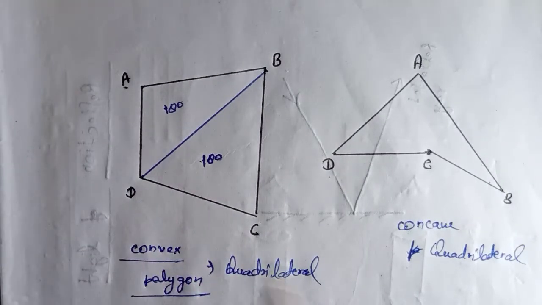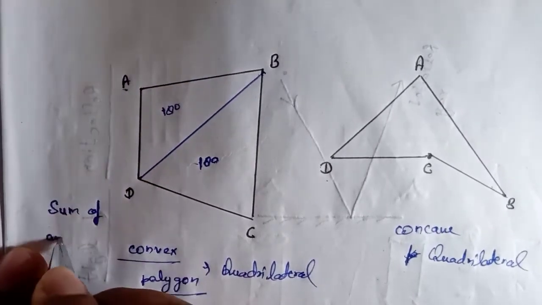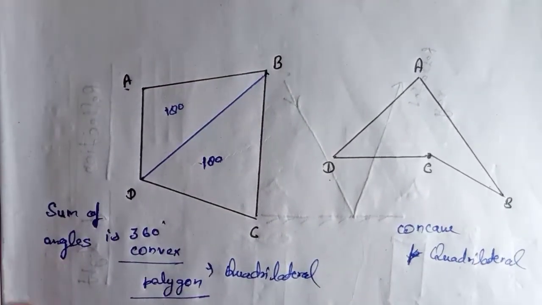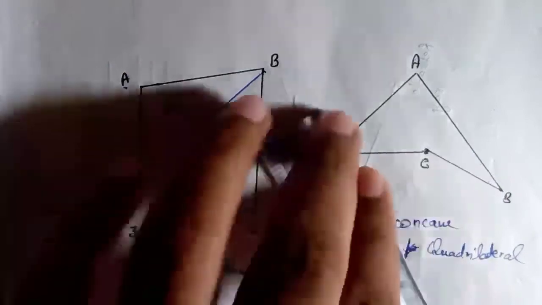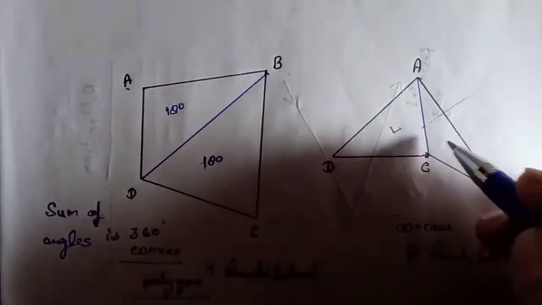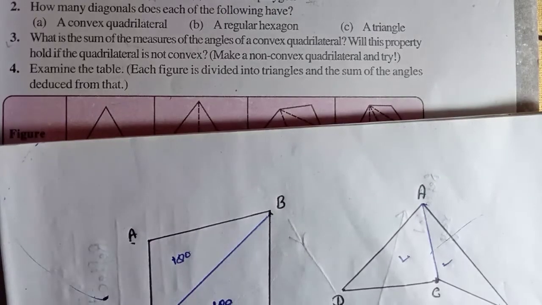So you can write in your copy, I'm just explaining this. Sum of interior angles of a convex quadrilateral is equal to 360 degrees. And if you come and talk about this concave quadrilateral, again draw a diagonal, and you can see again we have two triangles and the interior angles of two triangles give the sum 360. So we can say yes, concave quadrilaterals also offer the same property.